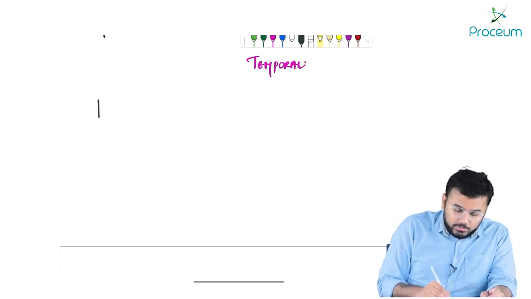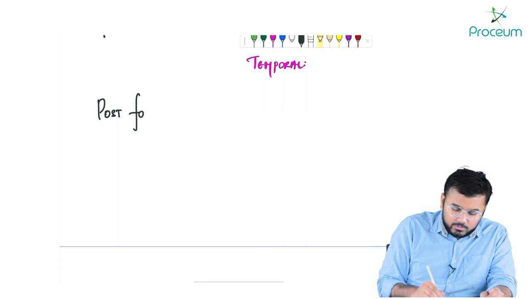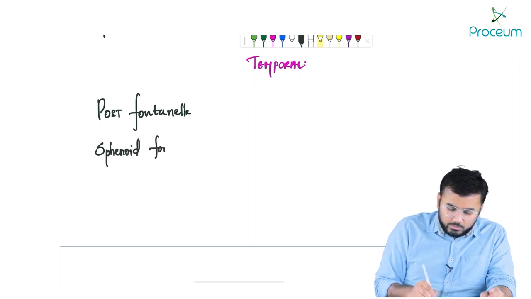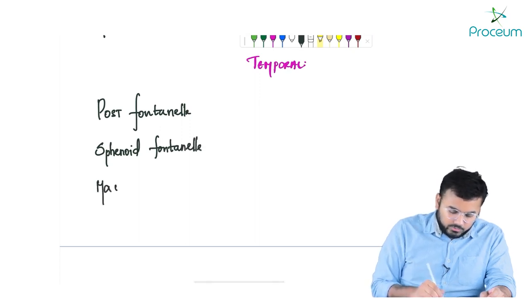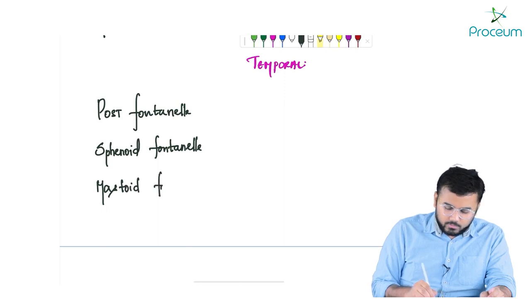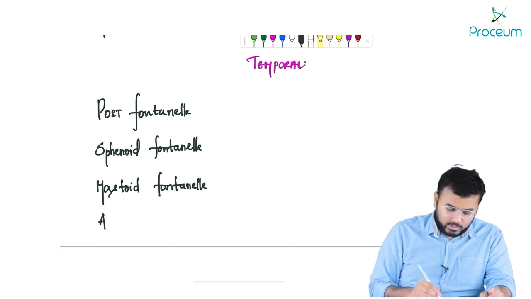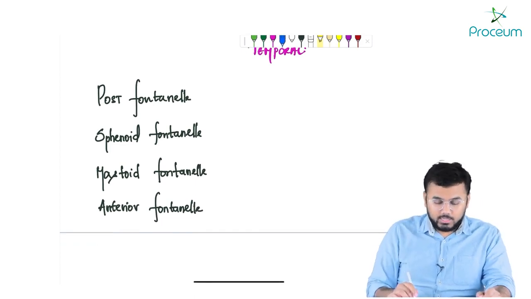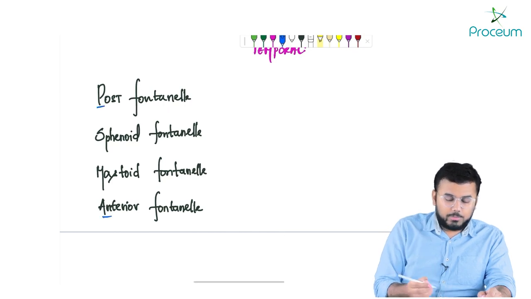The first fontanelle I will be writing here is the posterior fontanelle. Then I'll write the sphenoid fontanelle. I want you to remember it the same way as I'm writing here. Sphenoid fontanelle, and next we have the mastoid fontanelle. And down the ventral side it is the anterior fontanelle, and the posterior is on the top. Ventral side in the sense of how I'm writing here, not in the real picture, guys. The down one is anterior, the upper one is posterior.